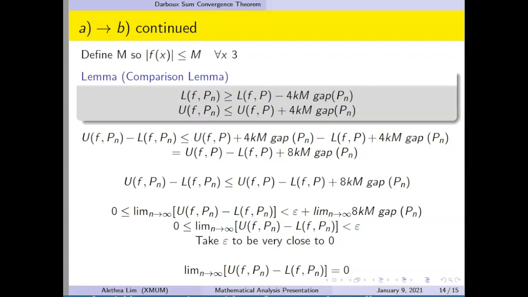So now we have that the limit as n goes to infinity of U of Pn minus L of Pn is between 0 and epsilon. Since epsilon is any positive number, we can take it to be as close to 0 as we want. So the limit as n goes to infinity of U of Pn minus L of Pn is equal to 0. This completes the proof.